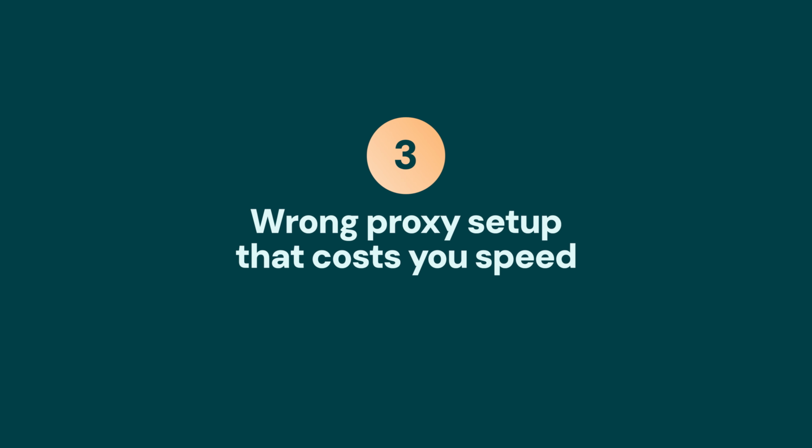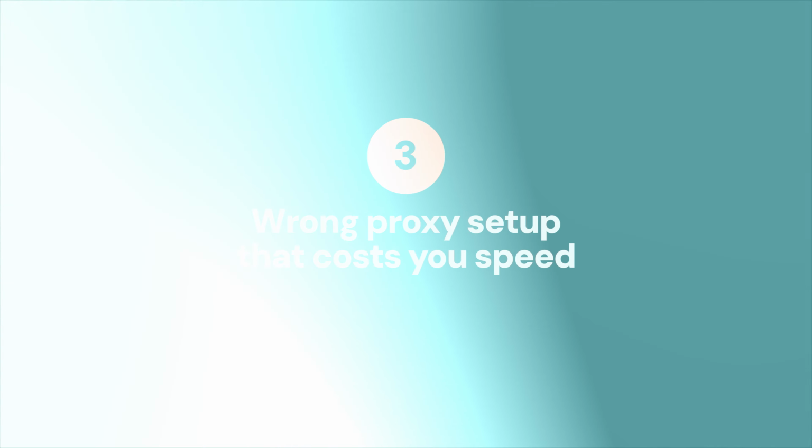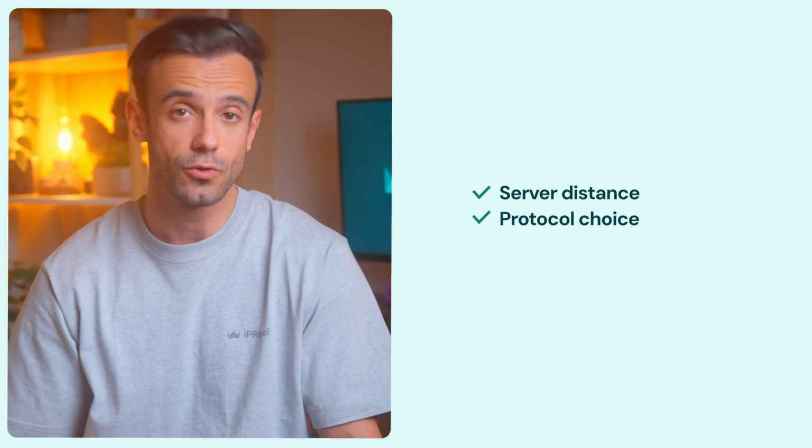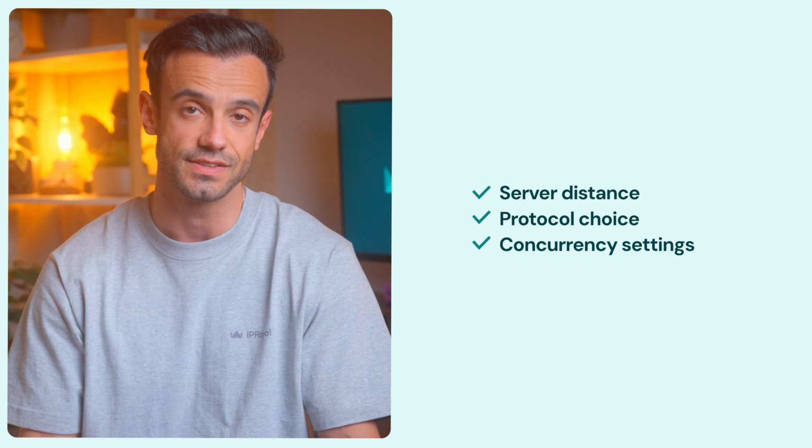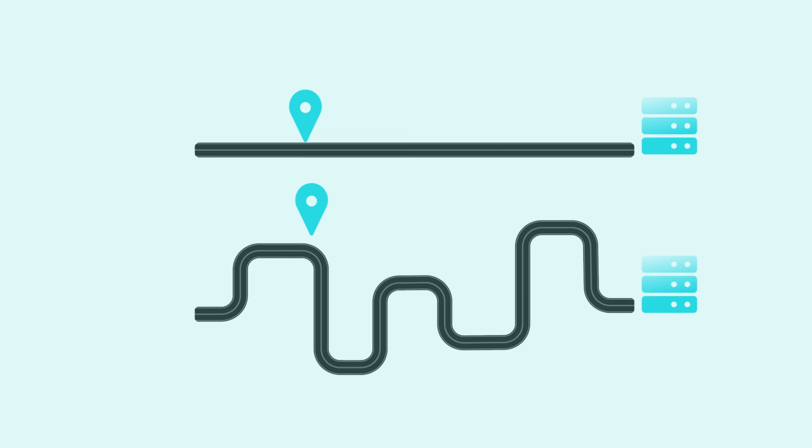Number 3. Wrong proxy setup that costs you speed. If you're wondering how to fix slow proxy connection, it usually comes down to 3 things: server distance, protocol choice, and concurrency settings. Start with server distance because every extra hop adds latency. If your exit node is far from the website or service you're trying to reach, you're slowing every request before it even starts. So choose an exit location close to your target website, not close to you.